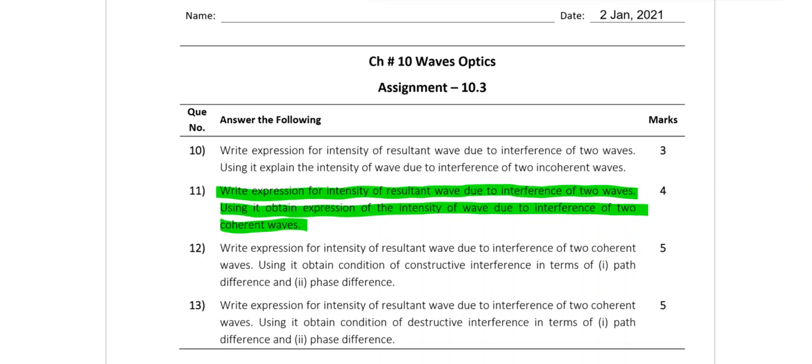So in the previous case, the two waves which were being superposed were incoherent waves. Now we are talking about superposition of coherent waves. So let us first see the expression for the intensity of the resultant wave due to interference of two waves, and then we will see what happens if the two waves being superposed are coherent.